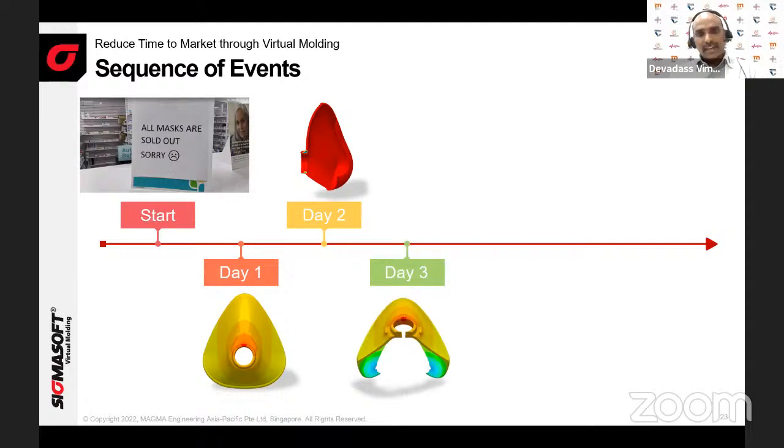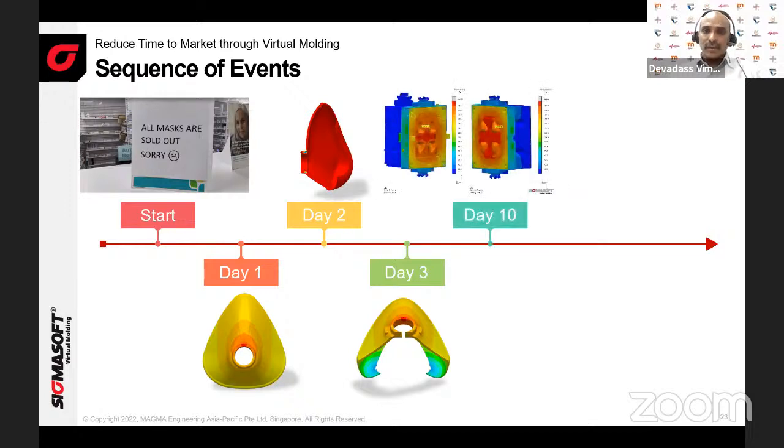And on day 3, there was a change. The designers needed to include additional features. We included them in the simulation to find out if there were any additional parameters we needed to take care of, any venting or vacuum system needed for these additional features. Unfortunately, it was not necessary, so we proceeded with the same settings.